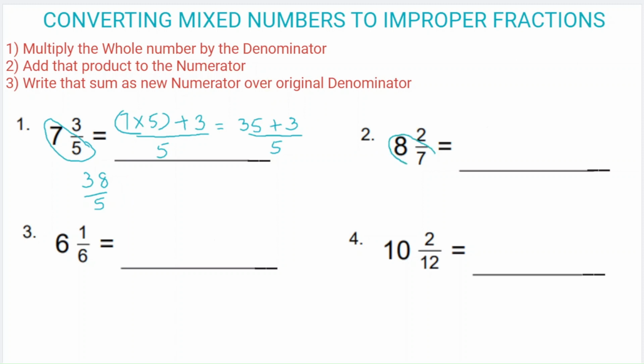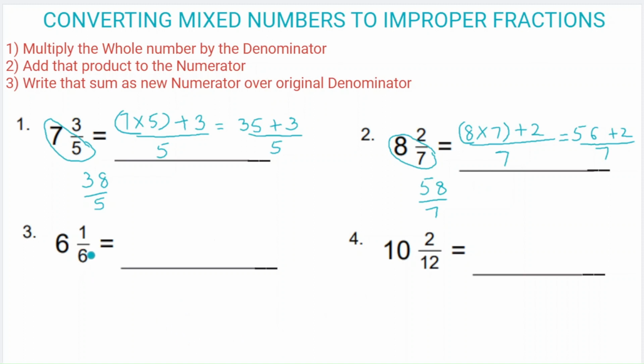Let's try the second one. 8 2 over 7, so I'm going to do the same steps. I'm going to do 8 times 7, add the numerator, keep the denominator same, which is 7. So 7 times 8 is 56 plus 2 over 7. My answer is 58 over 7. Now again, 58 and 7 do not have any common factor except 1, so it is already in the simplest form. 58 over 7 is my answer. Now if you want, you can pause the video and try the next two by yourself.